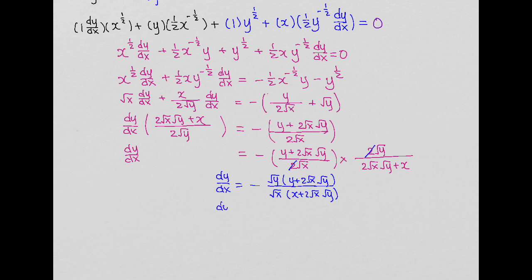So our final answer will be this. Negative y square root of y plus 2 square root of x, over x square root of x plus 2 square root of y. And that's our differentiation.